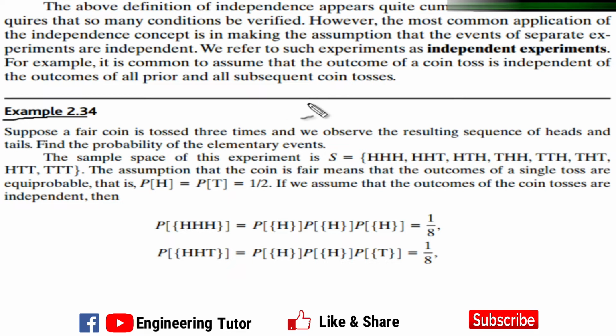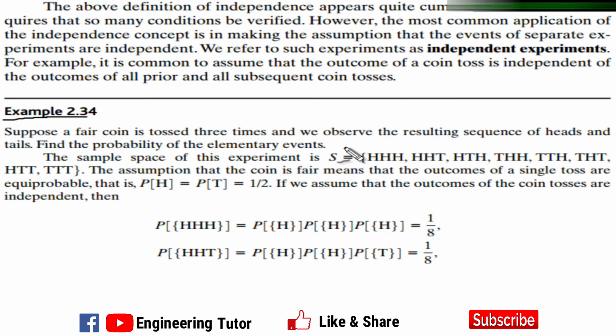2.34, and the question here is that suppose a fair coin is tossed 3 times and we observe the resulting sequence of heads and tails. A coin is tossed 3 times, and this is basically a sequential experiment in which a coin is tossed first, and then a second time and a third time. In this question you have to find the probability of elementary events.